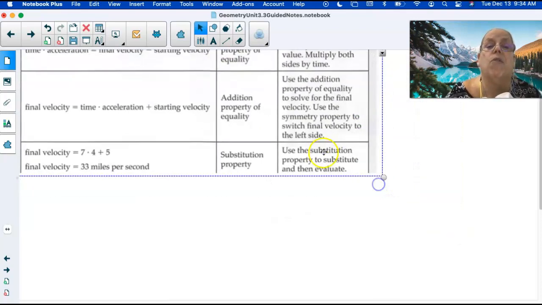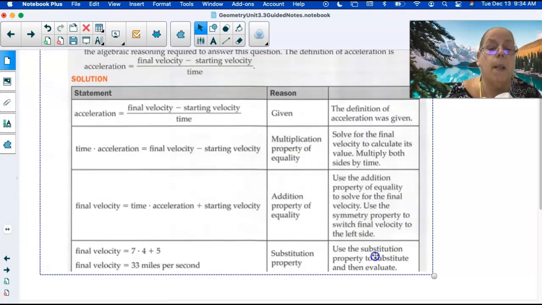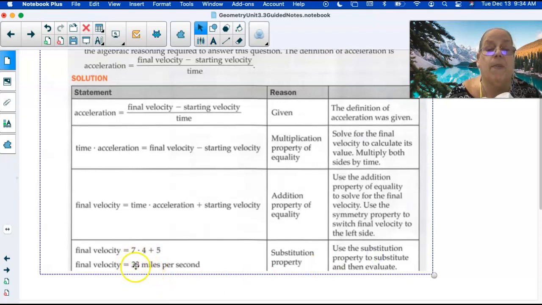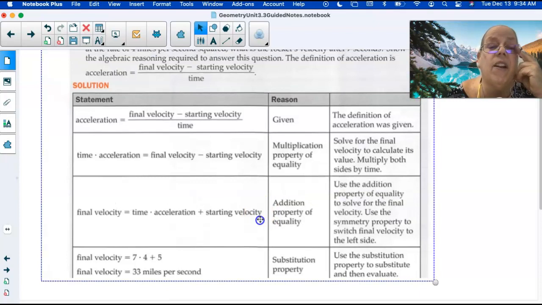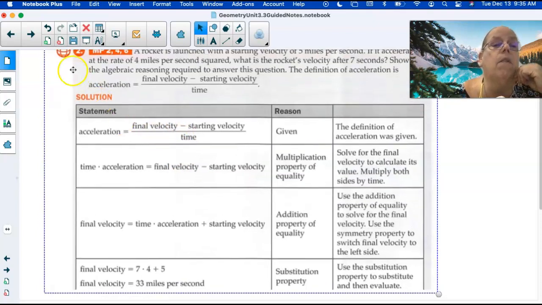I'm just making this smaller so you can see it on one screen. And notice they got the same thing. 33 miles per second is the ending velocity. So we just did it a slightly different way. They multiplied both sides by time, getting rid of the fraction. So they have time times acceleration equals final velocity. And then they added in starting velocity. We're just not doing that. We're not overcomplicating stuff.